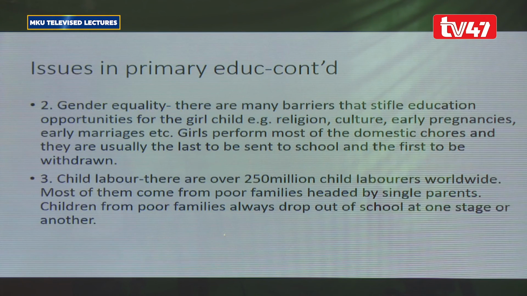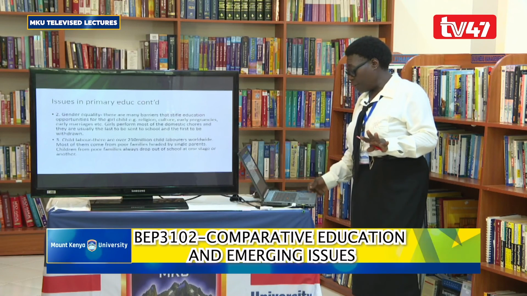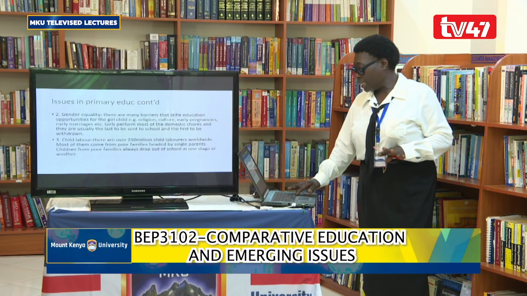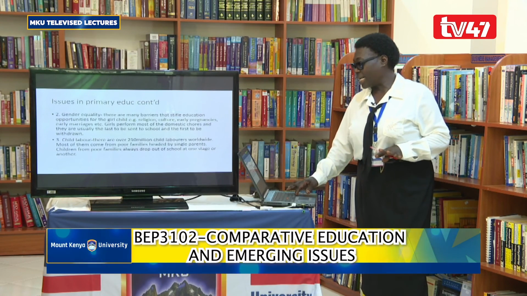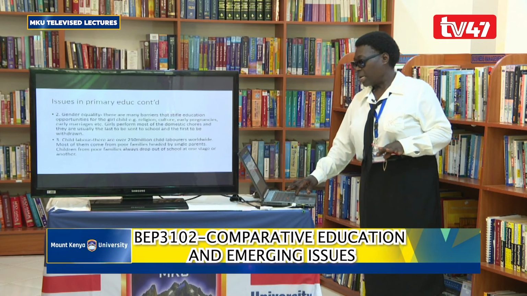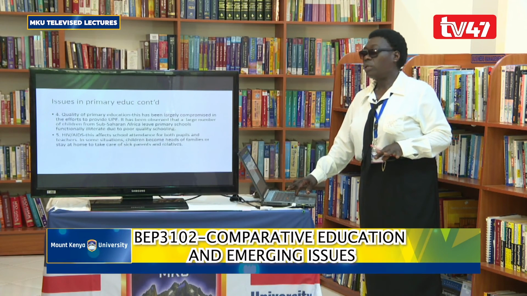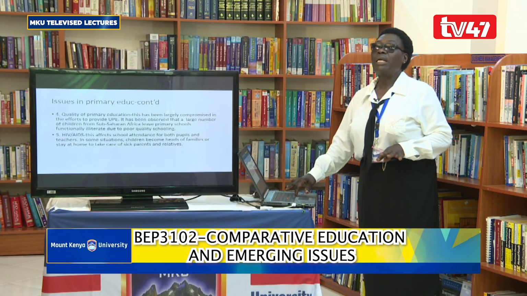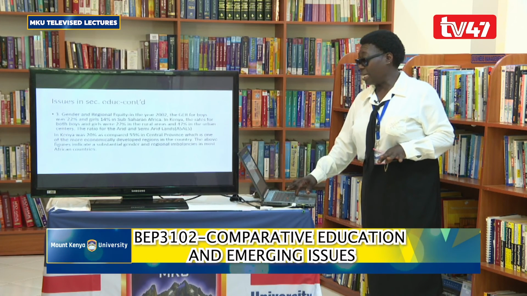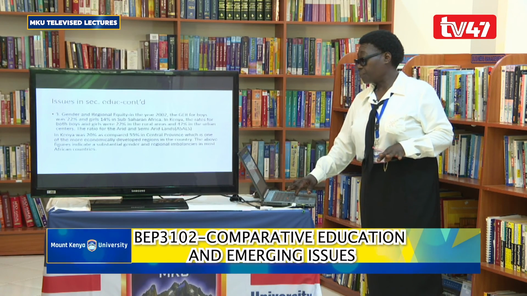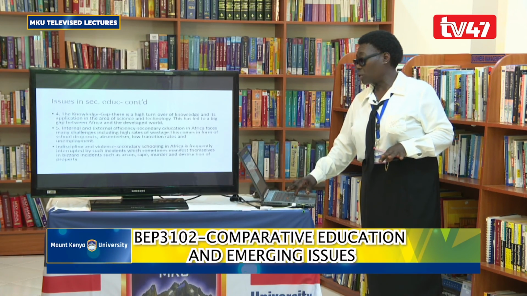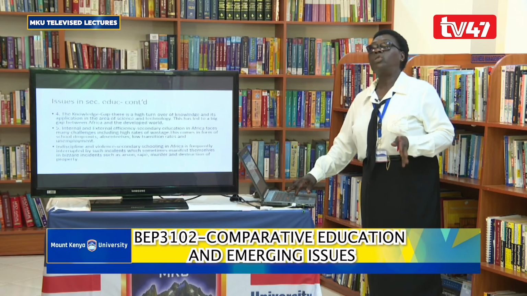Again, we have early pregnancies and early marriages. Some cultures encourage this, and we agree that it is good, although they should be taken to school just like their brothers. Child labor is another big issue. We have children hawking, children roaming in the streets, when they should be in school. Gender policy, we should strengthen it by making sure that our children, both boys and girls, go to school.